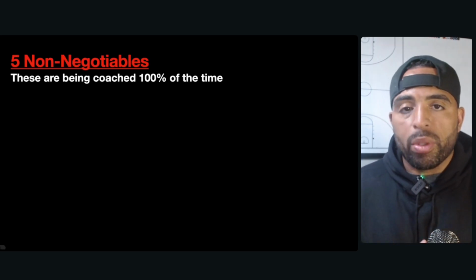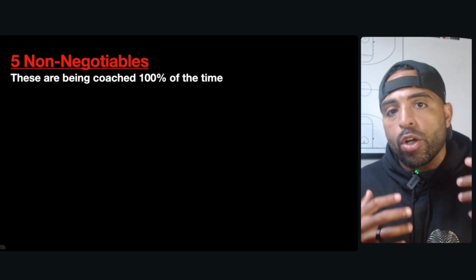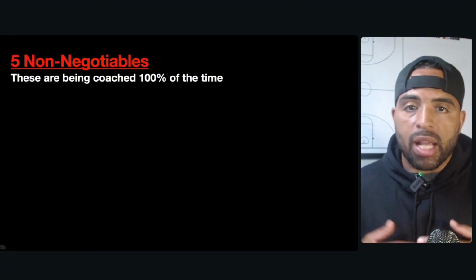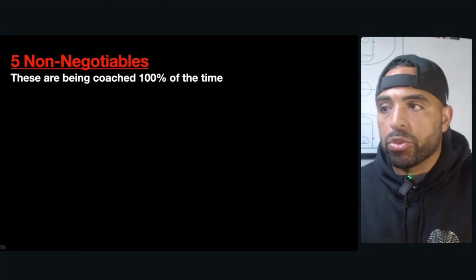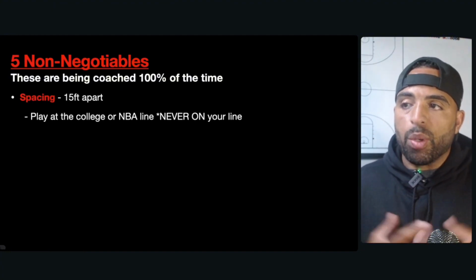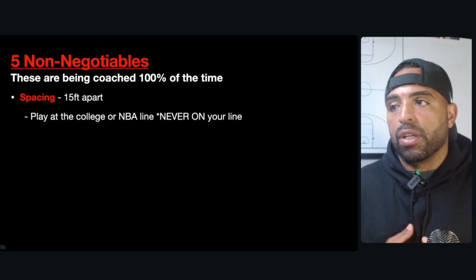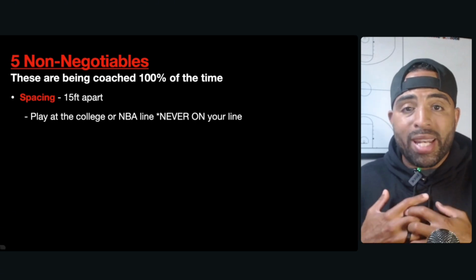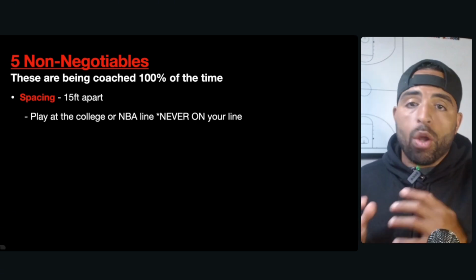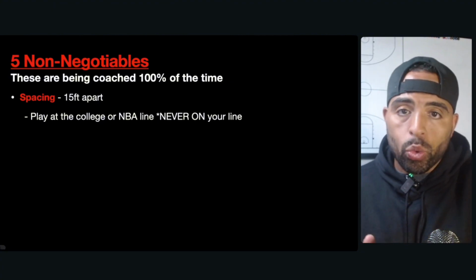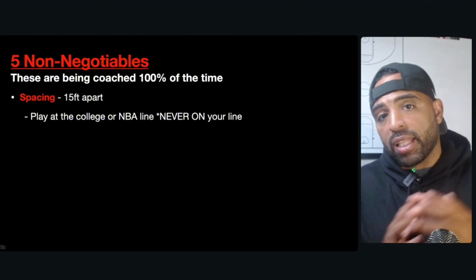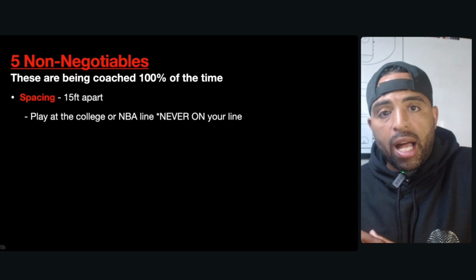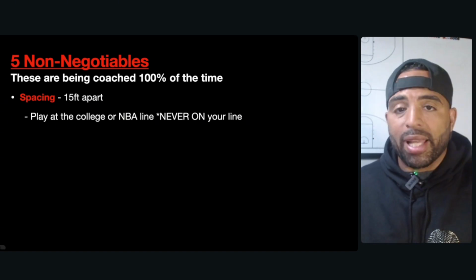Let's dive in and start with the 5 non-negotiables. And I coach these 100% of the time, both in practice and in games. The first non-negotiable is spacing. We want our guys to be at least 15 feet apart. And we tell our guys, you can never play on your line. So if you're a high school player, you want to coach your players to play at the college line. If you are a college coach, you want to coach your players to play at the NBA line.